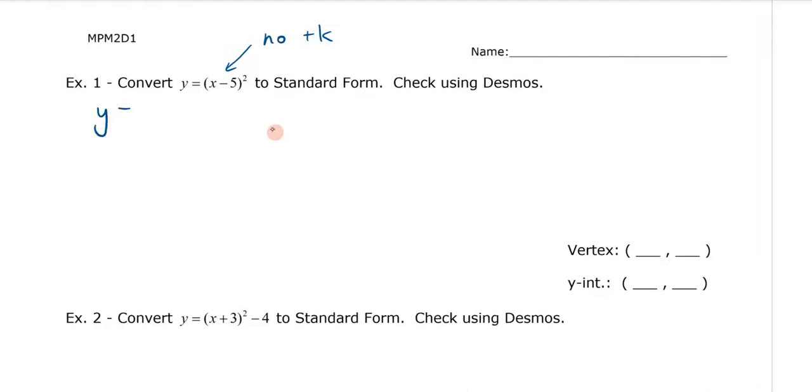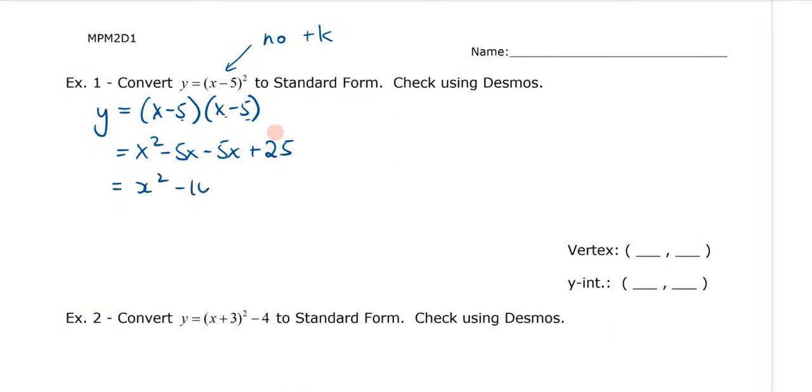Let's write down y equals (x minus 5) times (x minus 5). If we expand this, we get x times x, which is x squared, x times 5, which is minus 5x, another minus 5x, and then 5 times 5 is 25. Two negatives make a positive, so plus 25. Collecting like terms, we have x squared minus 10x plus 25.